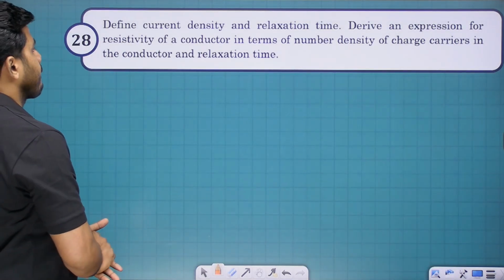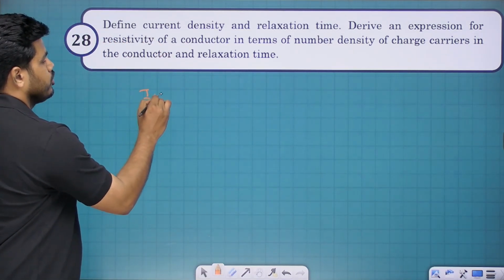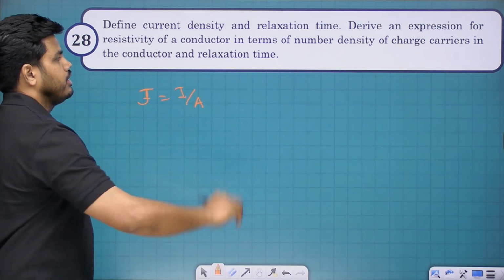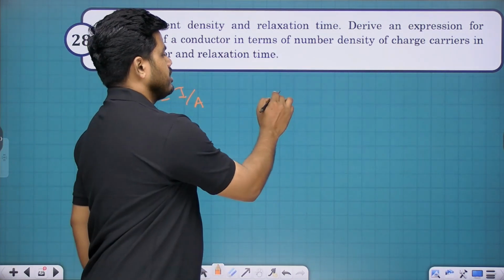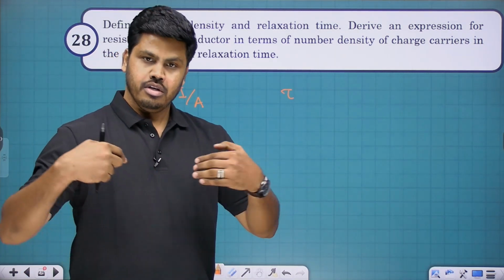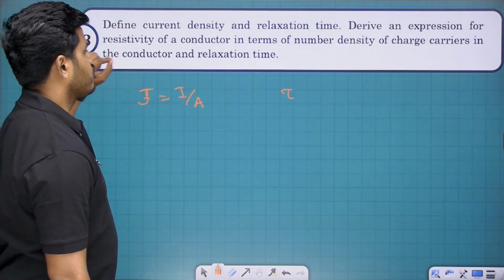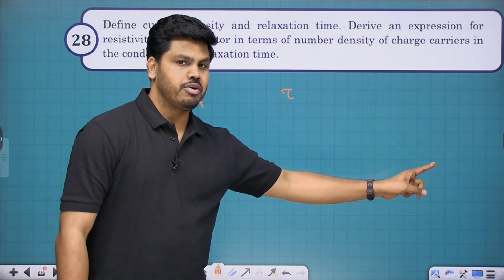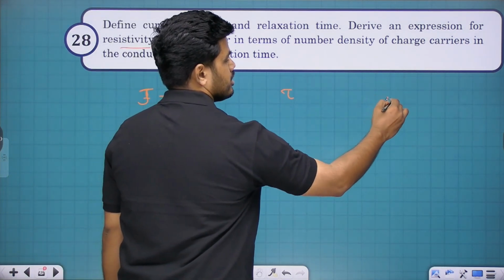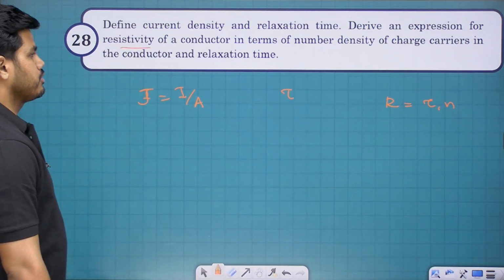Okay, 28. Define current density and relaxation time. We know current density, J, is going to be current flowing per unit area. It's a vector quantity. Relaxation time is the average time interval between successive collisions of an electron with the positive ions during their motion. Derive an expression for resistivity of the conductor in terms of number density and charge carriers in the conductor. In one of the questions, we have already done that. Resistance, right? Expression for resistivity, like in terms of relaxation time, number density. We have already done it, so just refer to that.